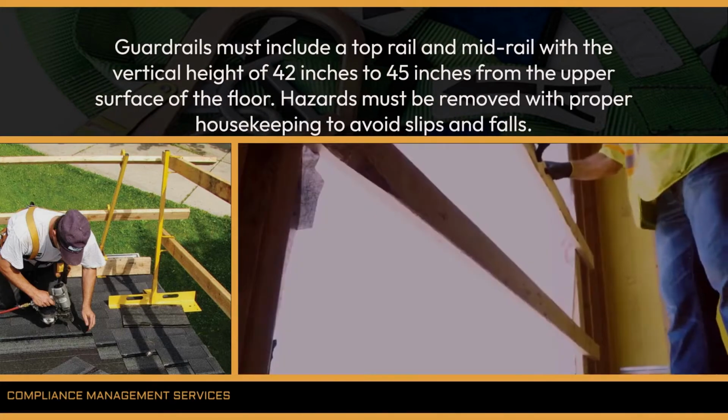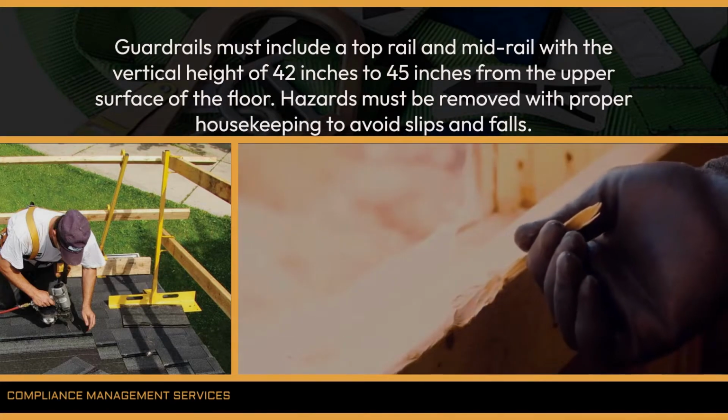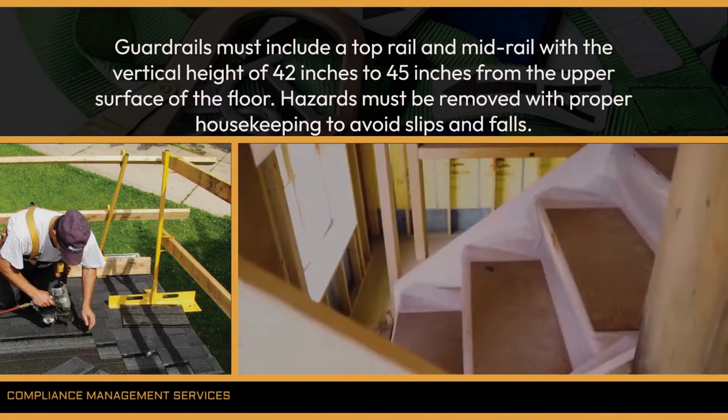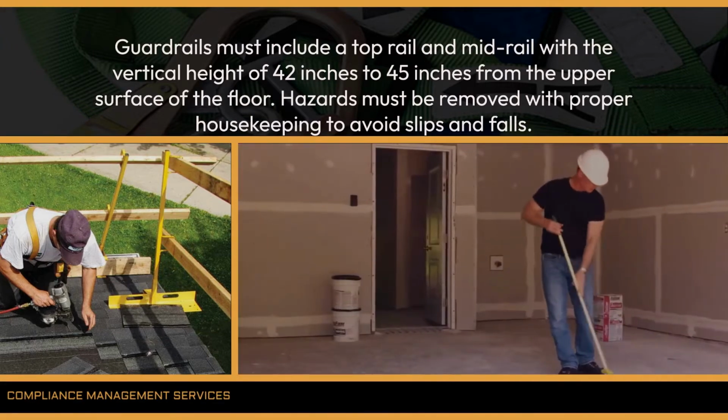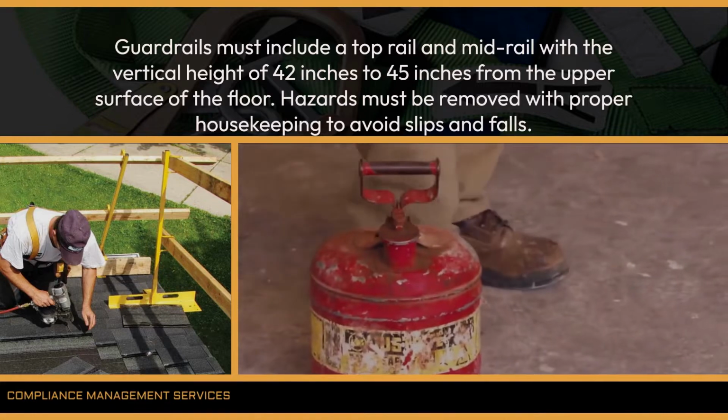Guardrails must include a top rail and mid-rail with the vertical height of 42 inches to 45 inches from the upper surface of the floor. Hazards must be removed with proper housekeeping to avoid slips and falls.